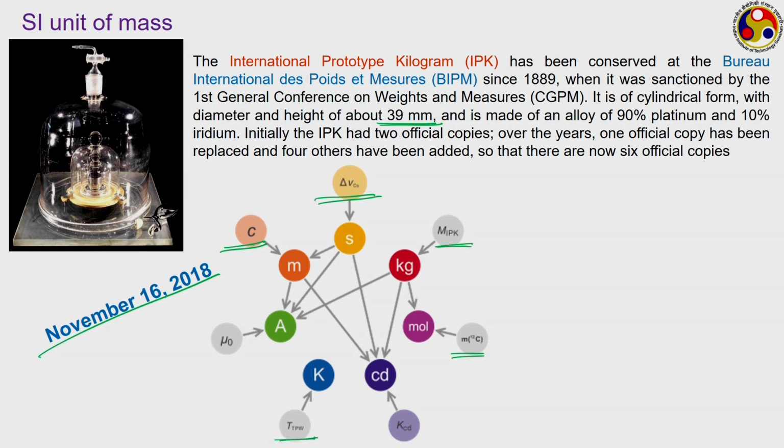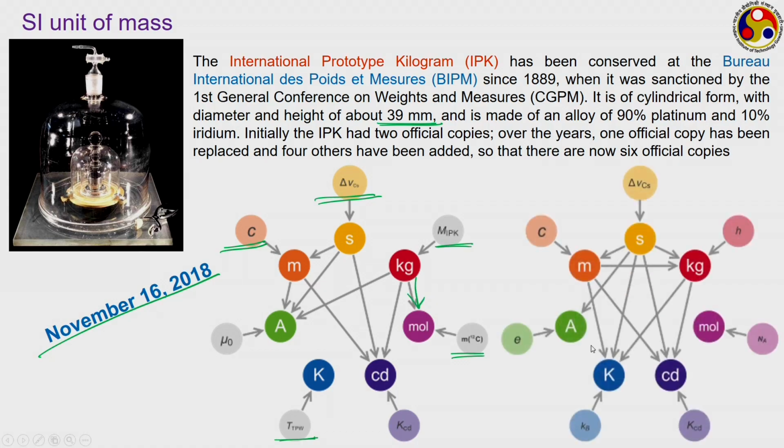The quantity of C12 atom, I should say 1 kg of C12 mass, was defined as 12 kilomole. So the definition of mole was dependent upon the definition of kg. Now, on 16 November 2018, this is the change that has come into play.